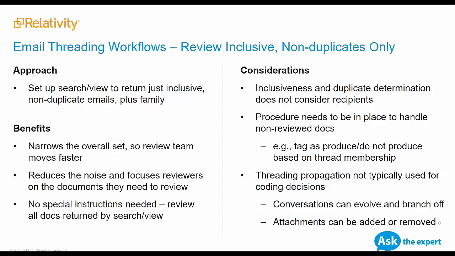A note on propagation. If you're just looking at those inclusives, we generally do not recommend that propagation be applied. That's usually too blunt an instrument when you're talking about an email thread. Conversations can evolve. They can change from non-responsive to responsive, or privileged to not privileged. Attachments can be added or removed that could impact the designation coding decisions.